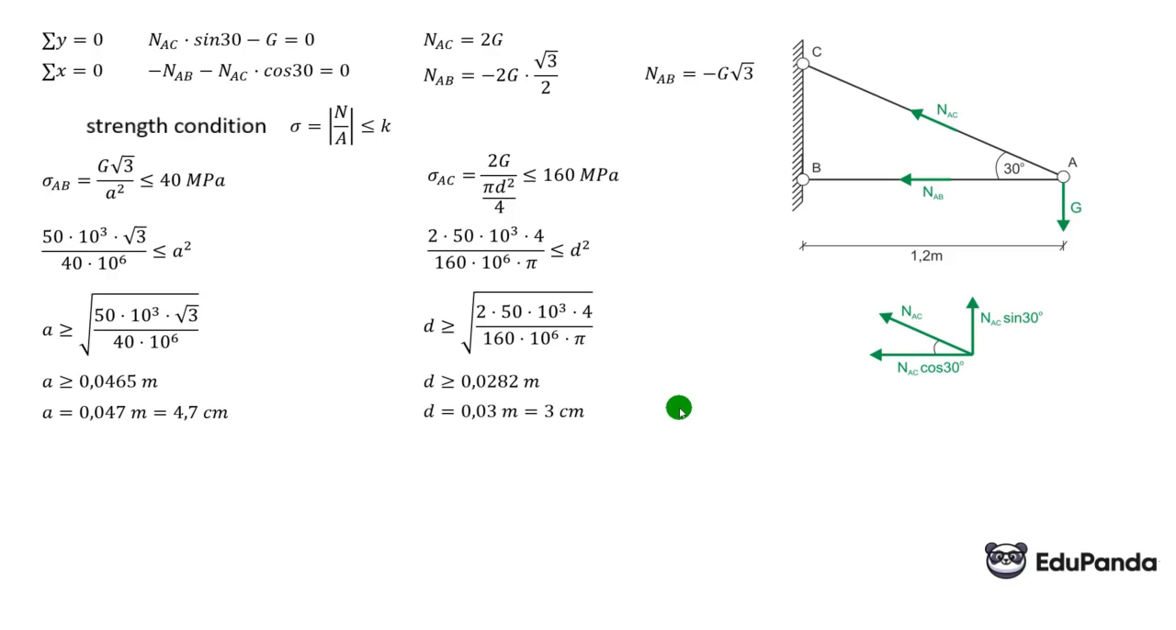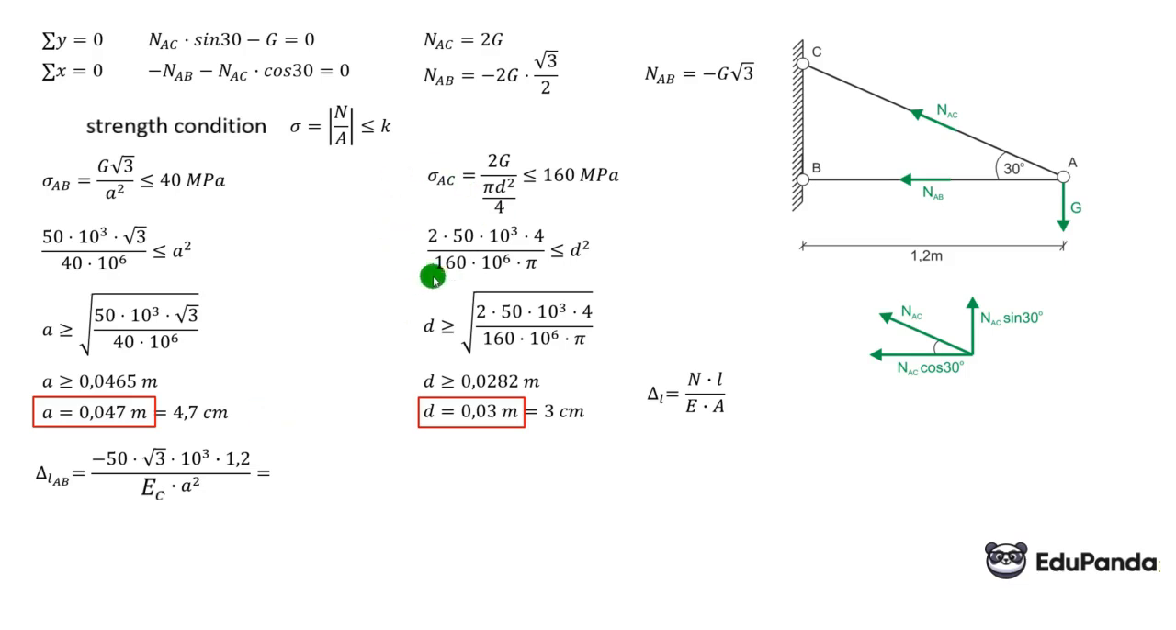The formula for the elongation of the rod is the force in the rod times the length of the rod divided by Young's modulus times the cross-sectional area. And already for our dimensioned values of the cross-sectional side and the diameter of the circular cross-section, we can calculate the elongations. So the elongation of rod AB is: and now we set not the absolute value, but the actual value. If it is negative, it will be rod shortening. If it is positive, it will be elongation. So minus 50 is that g, minus 50 times 10 to the 3 is g, times the square root of 3 is N_AB, times the length of rod AB 1.20 m divided by Young's modulus for copper times the cross-sectional area.